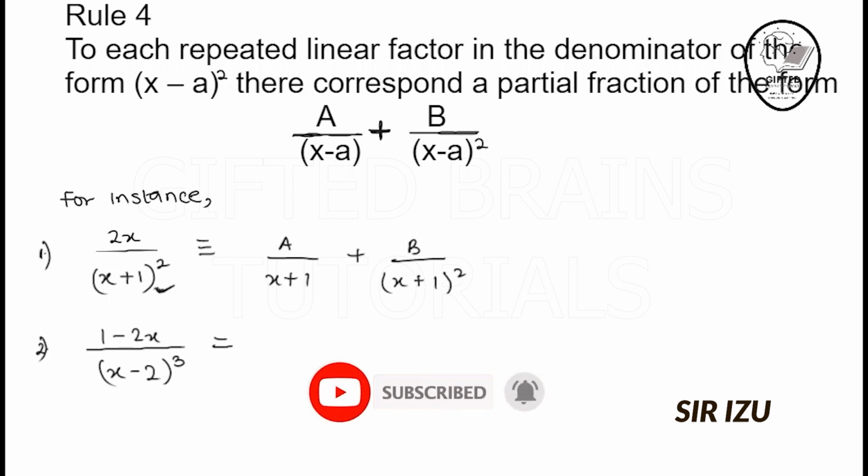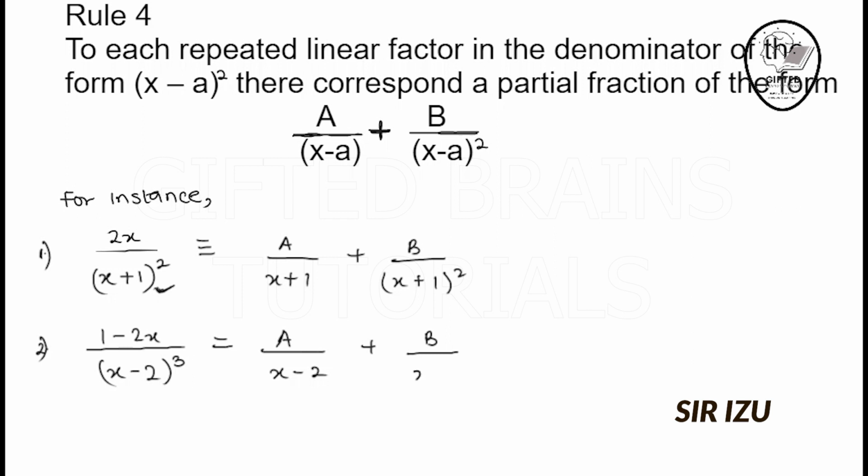Let's say we have another one, for instance, 1 minus 2x all over x minus 2 all raised to power 3. To separate this into its partial fraction, it will take the form A over x minus 2 plus B all over x minus 2 all squared plus C all over x minus 2 all raised to power 3. And this is the form it would take. Now let's take some examples under this.